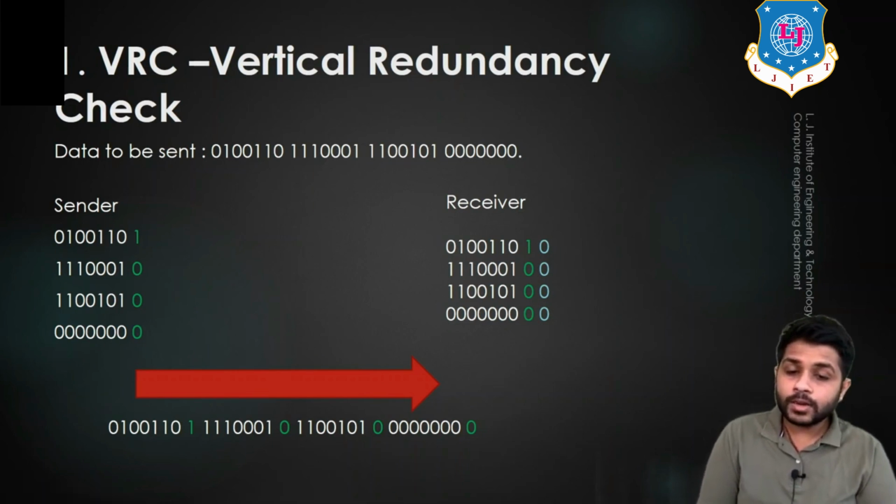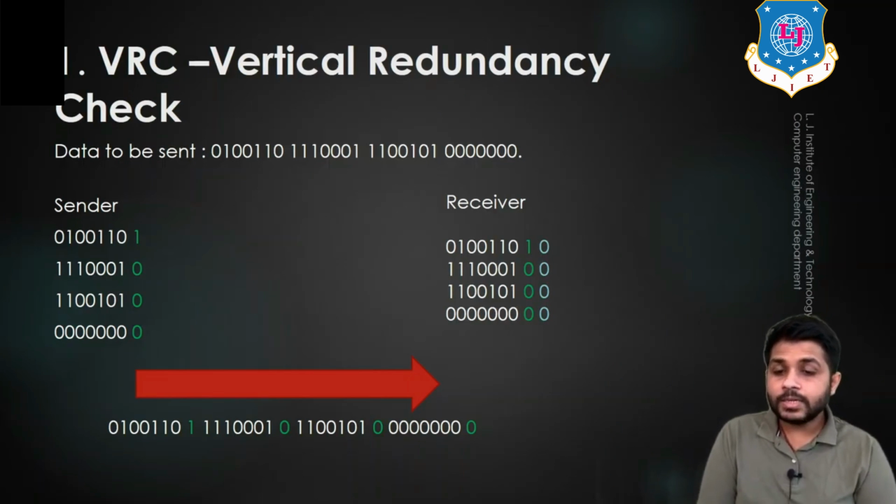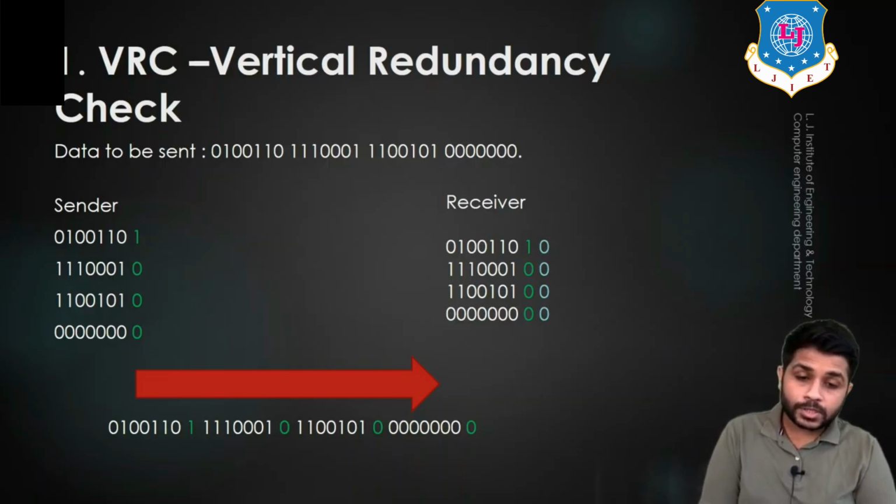So in the vertical redundancy check, if all the extra added bits are 0, it means there is no error, and if we are getting any value apart from 0, it means there is some error.